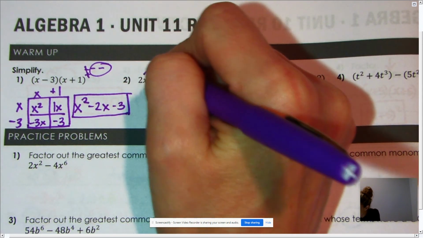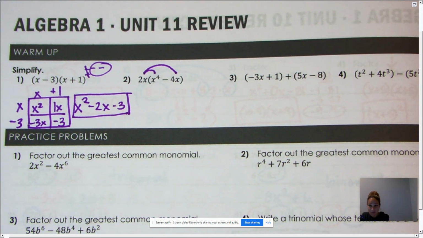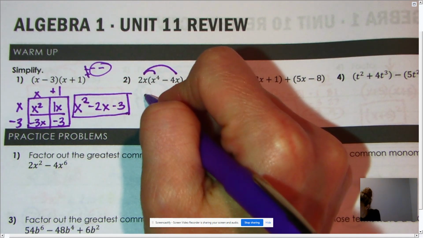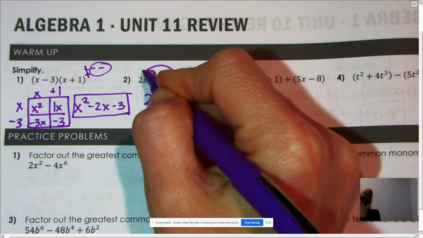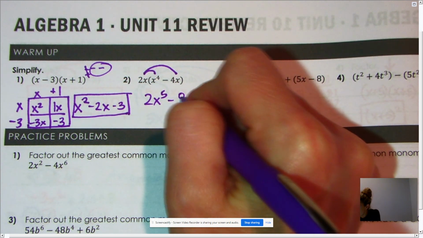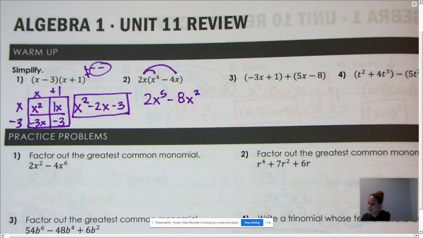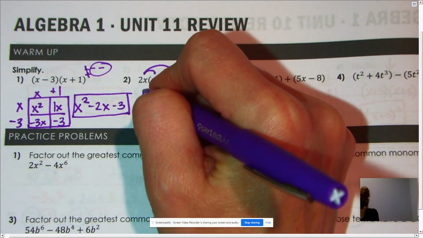All right, so we're going to distribute this one. Again, if it's touching the parentheses, that means we're multiplying. So 2x times x to the 4th would be 2x to the 5th. 2x times 4x would be -8x squared. We multiply the big numbers, and then we count up how many x's. And that is it for this one.